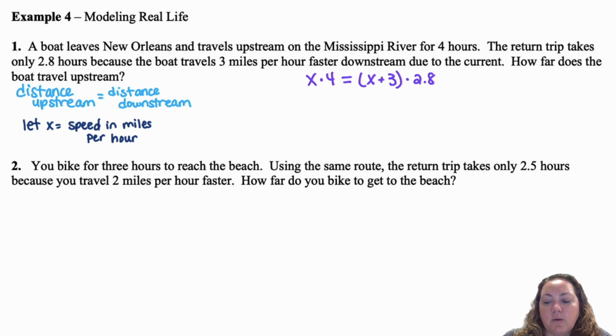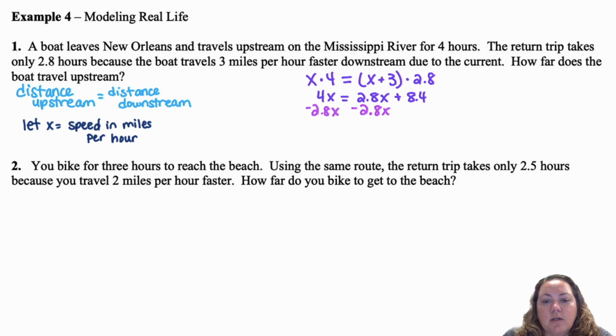And the distance it's going has to be the same, so I'm setting those equal to each other. And then I'm going to get 4x equals, when I distribute the 2.8, 2.8x plus 8.4. Now that does look a little different because I'm distributing it from the other side. You could write the 2.8 first and put it in front.